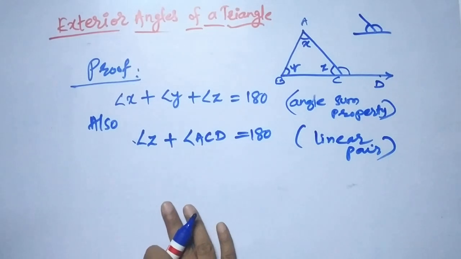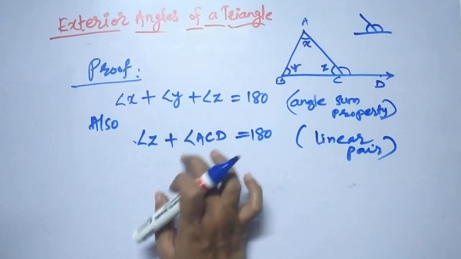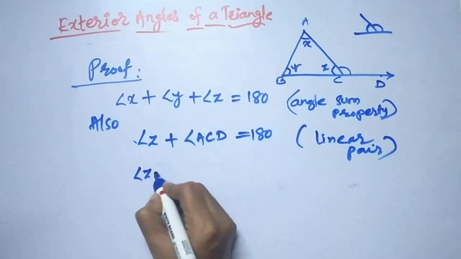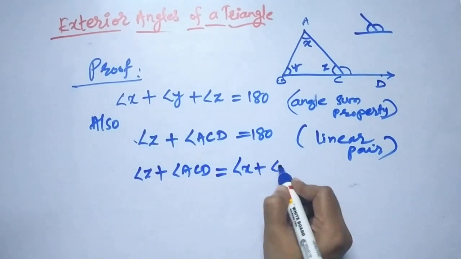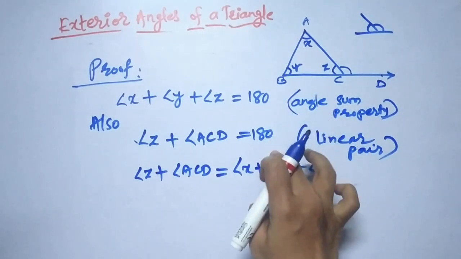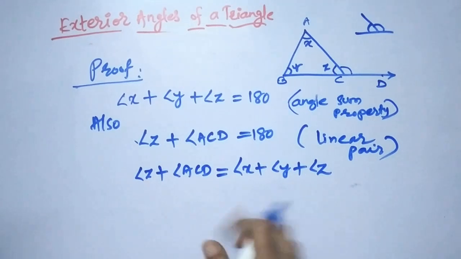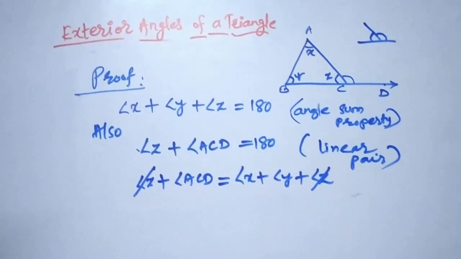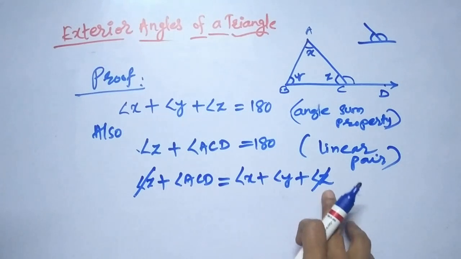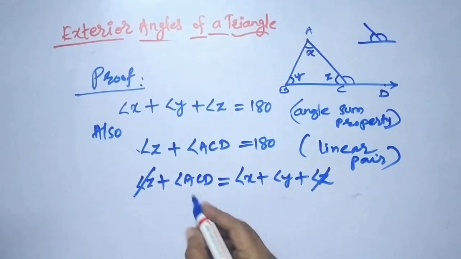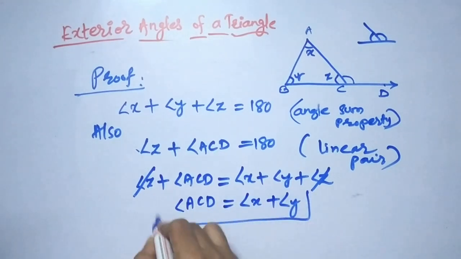So now friends, the right hand sides of these two equations are the same, so the left hand sides are also going to be the same. I will write angle Z plus ACD is equal to angle X plus angle Y plus angle Z. Right hand sides are equal, that's why left hand sides are also equal. So this Z and Z are going to cancel, because when angle Z moves across, it becomes minus and we can cancel. Now we are left with angle ACD equal to angle X plus angle Y, which we have proved.